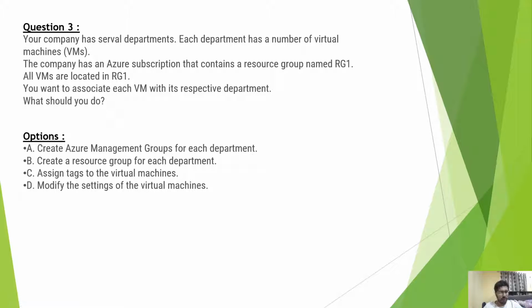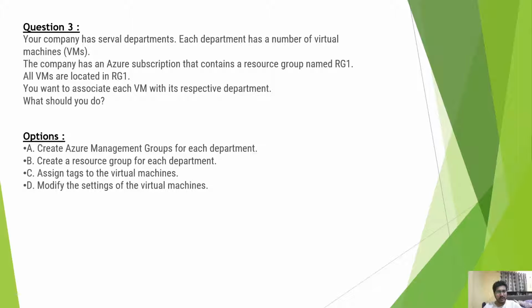What we need to understand here is that we have a lot of VMs, but all of these VMs are in the same resource group RG1, and this resource group is in a single subscription, let's say Sub 1. But actually these VMs logically belong to multiple departments. Say for example, department 1 has 10 VMs, department 2 has another 15 VMs, so 25 VMs. But in the Azure portal, they are under a single subscription and a single resource group. However, you want to ensure that from the VM I know what its department is. So you want to associate each VM with its respective department. What are the options?